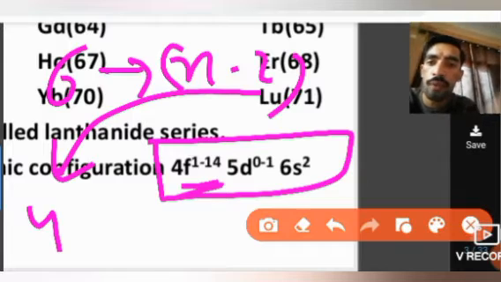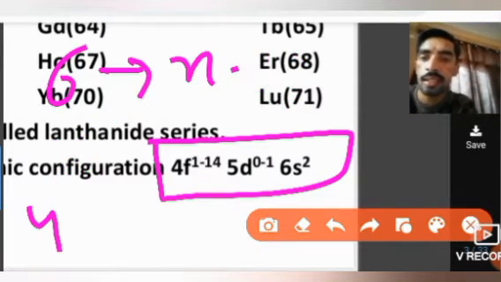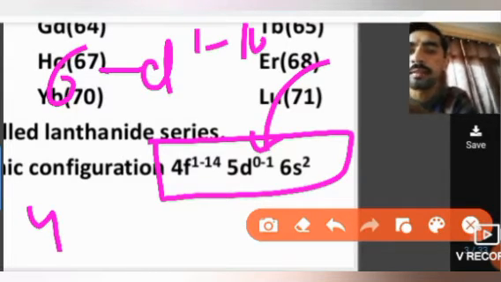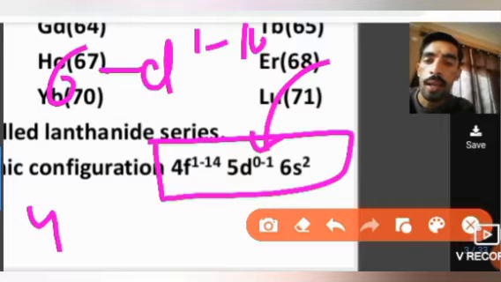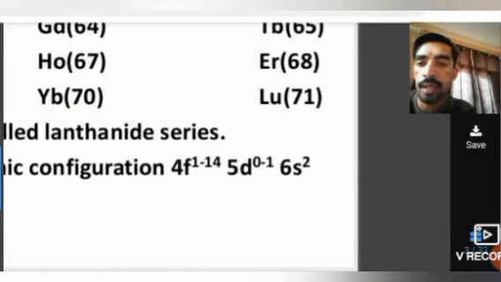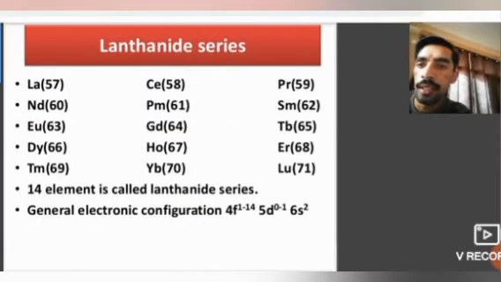So if we talk about 5d, it is 0 to 1. Dear students, this needs to be taken care of, this 0 to 1. Why is it not D1 to 10? Because the F block is present in between D1 and D0. So that's why it is 0 to 1. This is not like 1 to 10. So this is all about the lanthanide group.